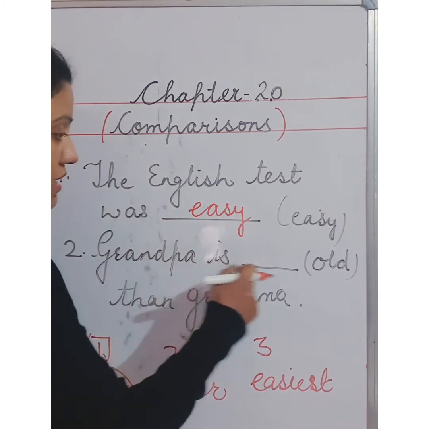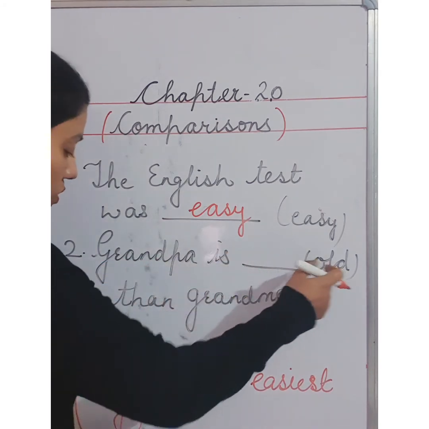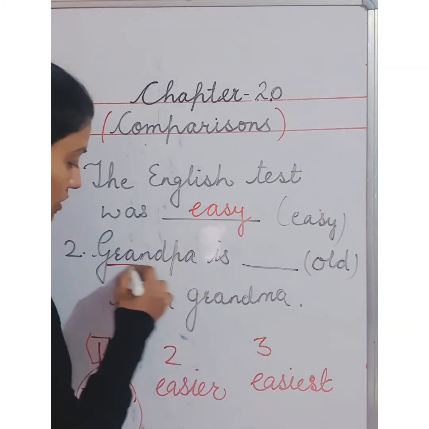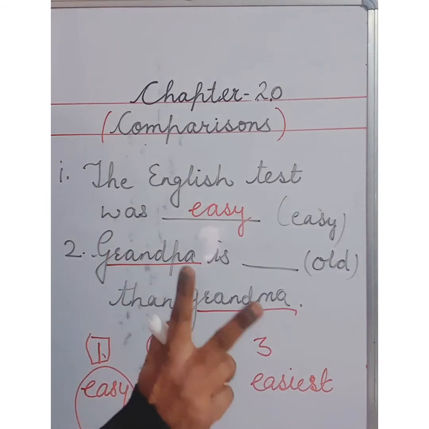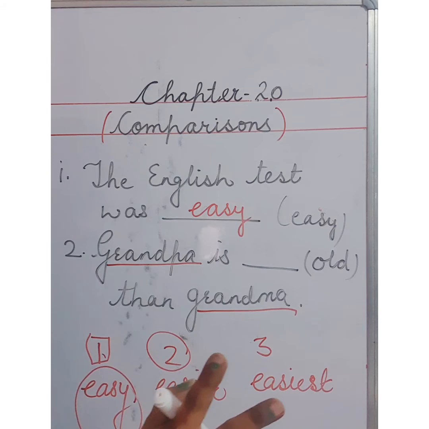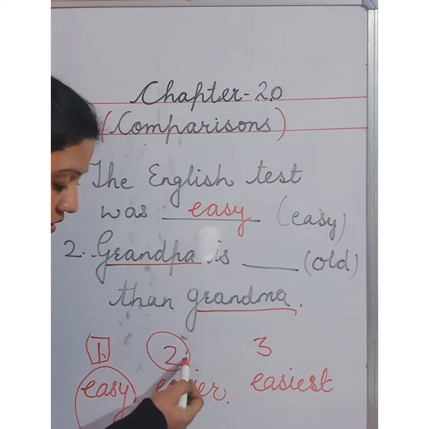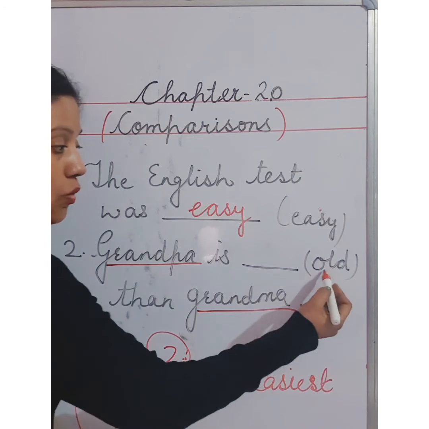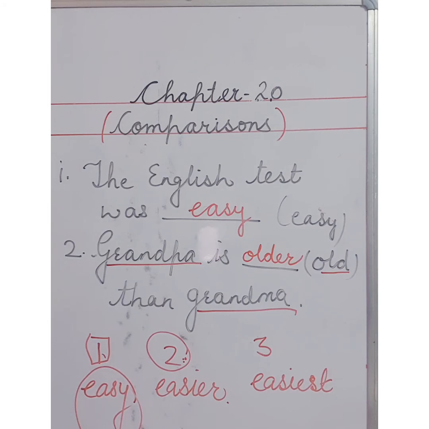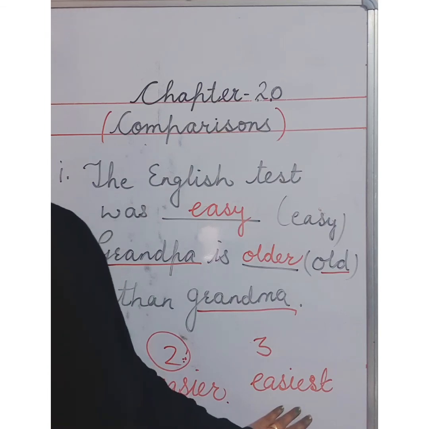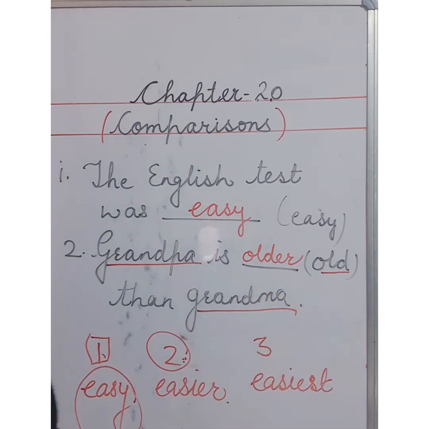In the same way, next, grandpa is dash old than grandma. Here we are talking about the grandpa and grandma. So how many persons are there? 2. When we are talking about 2 persons, 2 places, 2 things, there we will use the second degree, the comparative degree. Here old is given to you, so what will we add at the last? Older. Second degree, we will not write oldest, we will write older. Okay, and when we are talking about more than 2 things, more than 2 places, there we use the third degree, easiest. Means there we will use est, iest.